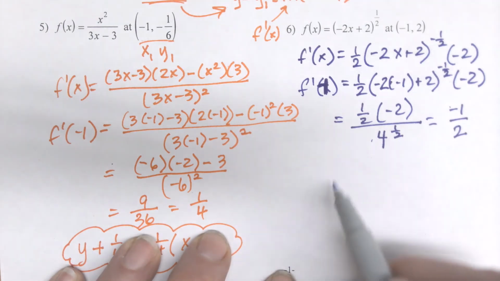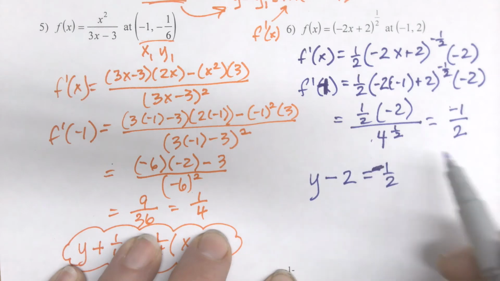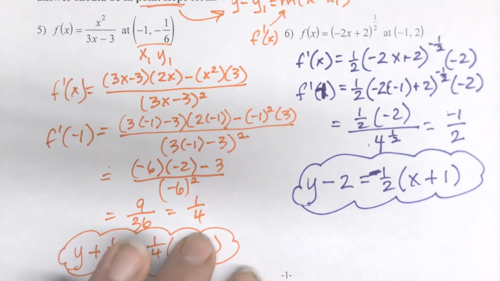Then I'll go ahead and put it into my formula. y minus y1 equals the slope, that's negative 1/2, times x minus negative 1. Final answer, leave it in point-slope form. Call that one a day.